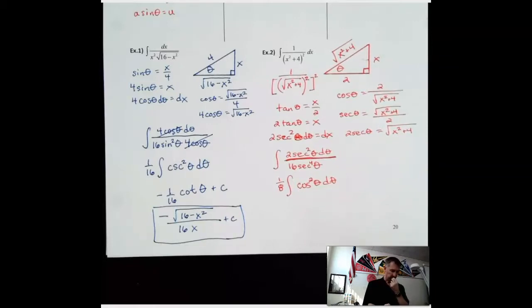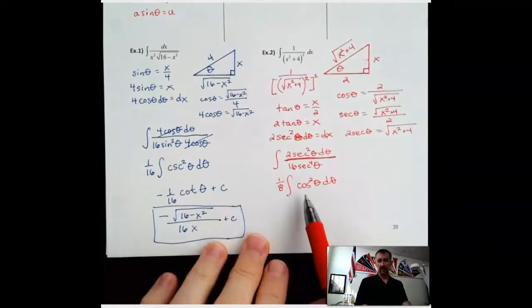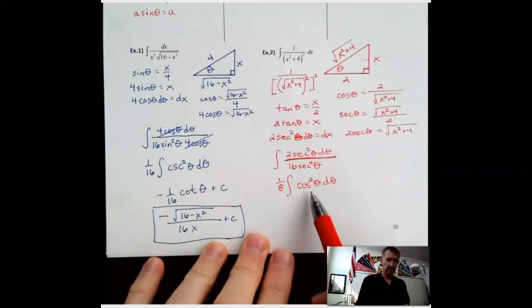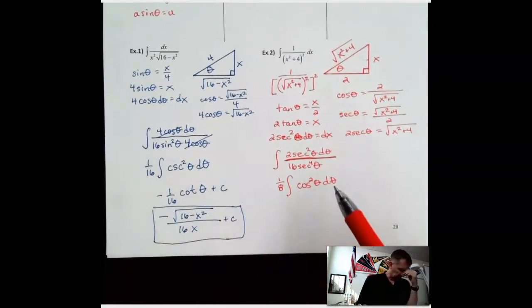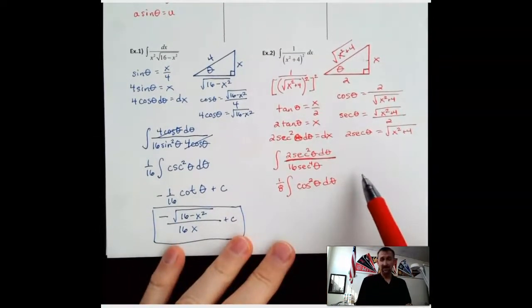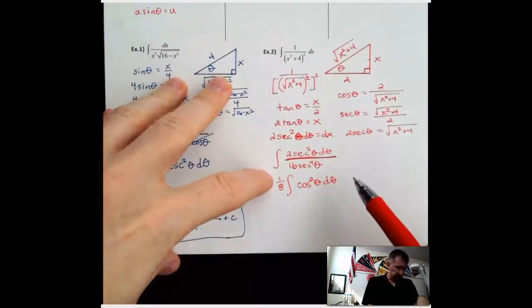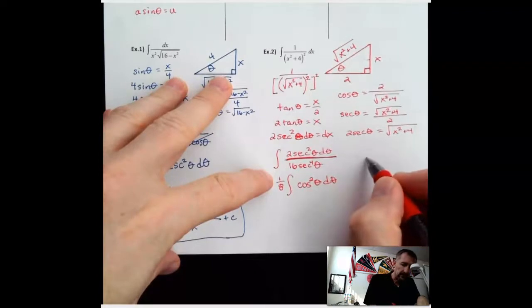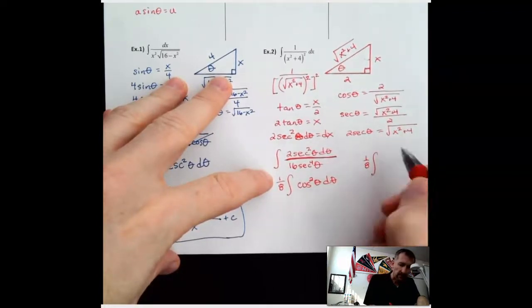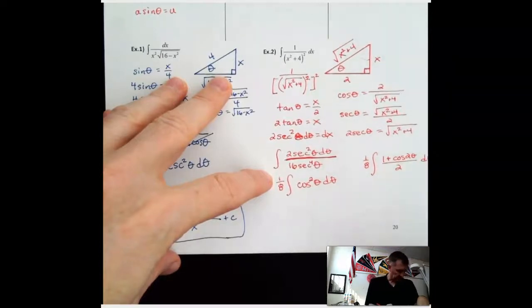Now, that goes back to that lesson we were doing with powers of cosine. We're going to want to switch that using the cosine identity. So it's 1 plus cosine of 2 theta over 2. So let's see. That would be 1/8, 1 plus cosine 2 theta over 2 d theta.